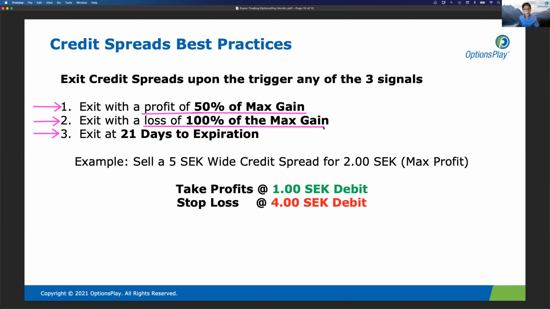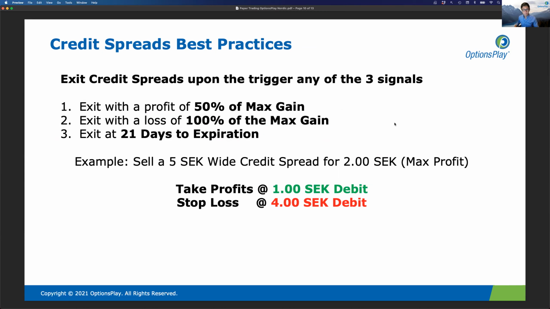If you lost 100% of the max gain, it's time to cut losses. Or if the trade gets to 21 days to expiration and it does not trigger your stop loss or your take profits, it's also a signal to get out of the trade.